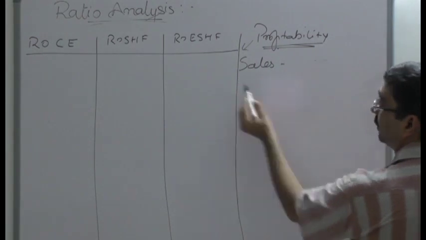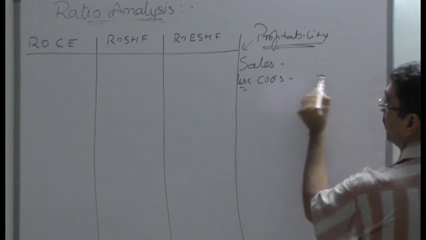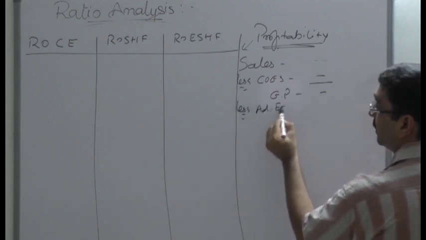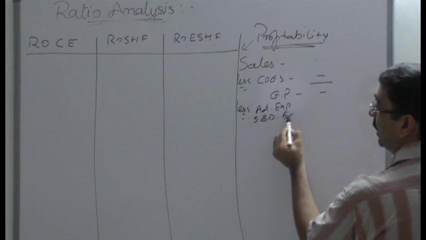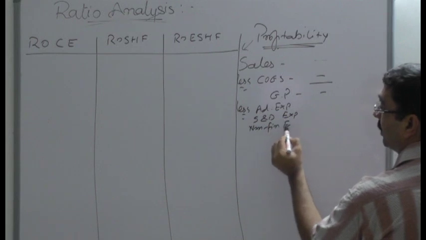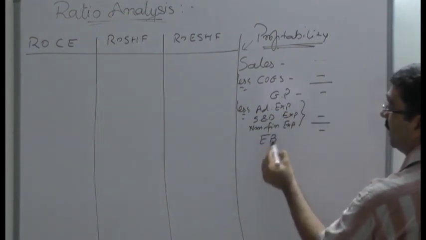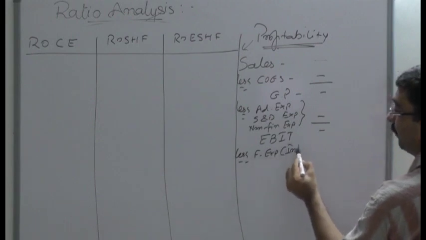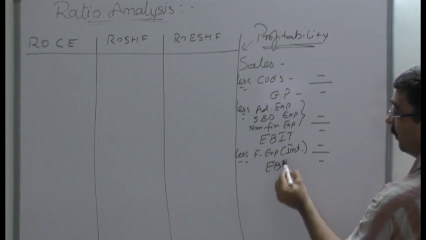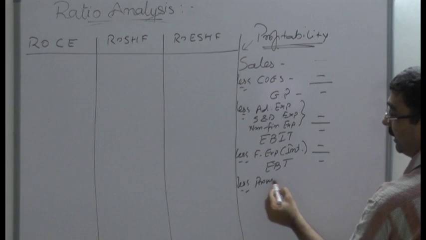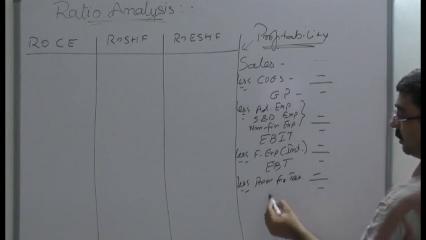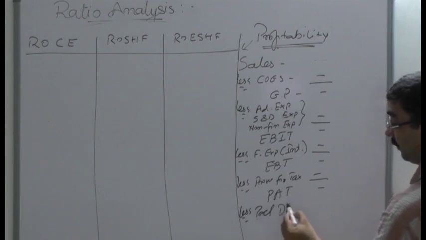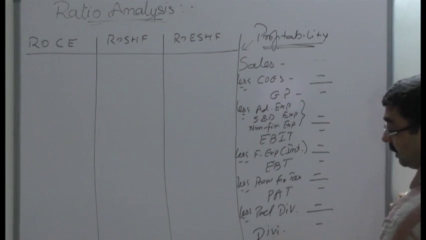Here the sales is written, less cost of goods sold deducted from it, that is your gross profit. From the gross profit, less all administrative expenses, that means operating expenses, selling and distribution expenses, and non-financial expenses. So all these expenditures are deducted from it, that is your EBIT. From EBIT, less financial expenses deducted, financial expenses like interest, and that is your EBT. From EBT, provision for tax deducted, that is your PAT, profit after tax. Less preference dividend deducted from it, and that is your divisible profit.